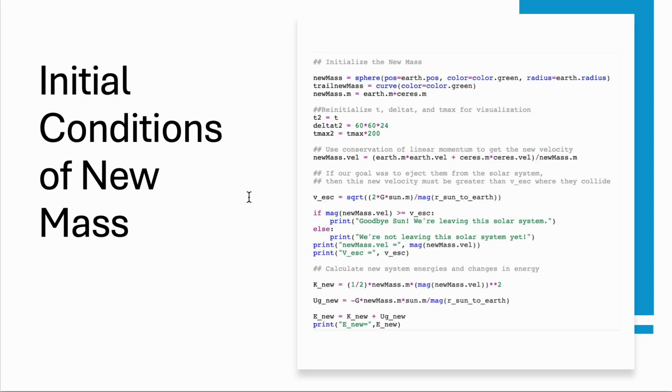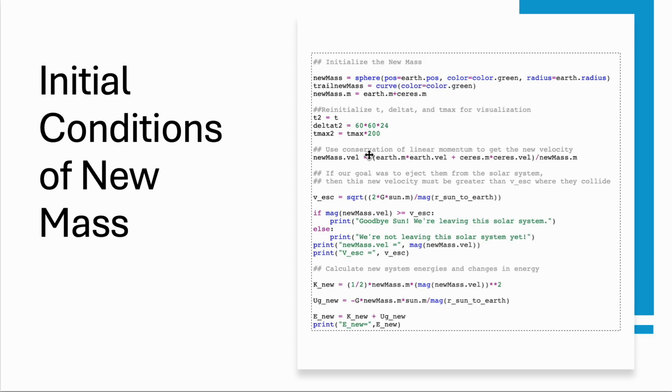So these are the initial conditions of the new mass, outside of both while loops. I needed to have a new T2, delta T2, and T max 2, so just new ones for all three because they were different, two separate while loops. It was also good because I needed a different delta T to show visually what is going on, because otherwise the delta T from before was way smaller because Ceres was just moving so quickly.